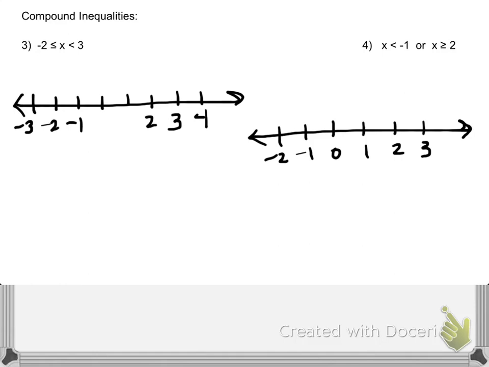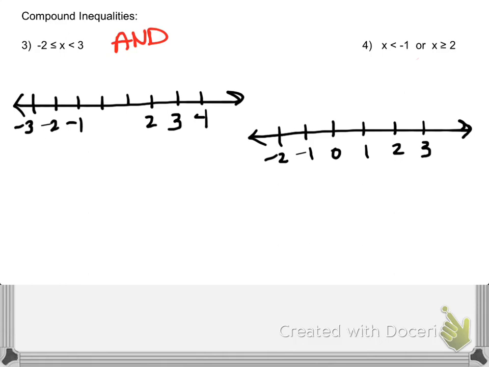Now compound inequalities are, as the name implies, more than one inequality. So we can have an AND inequality, as this first one is, or we can have an OR inequality, which actually has the word OR in it.